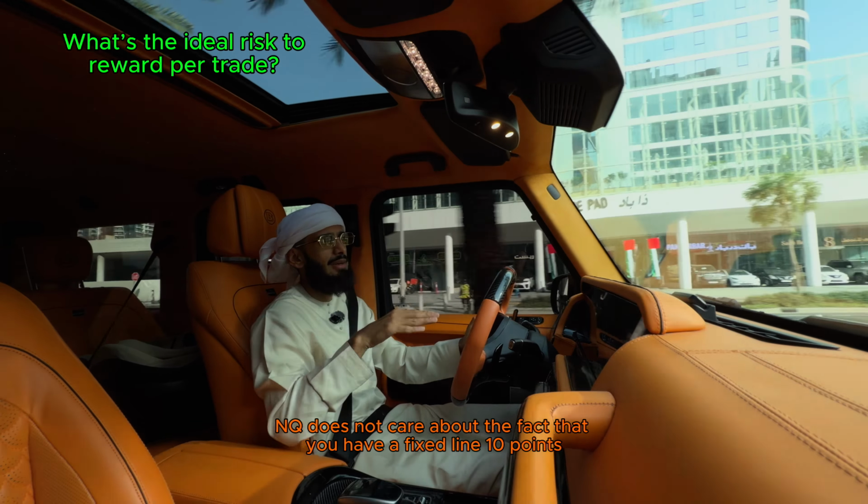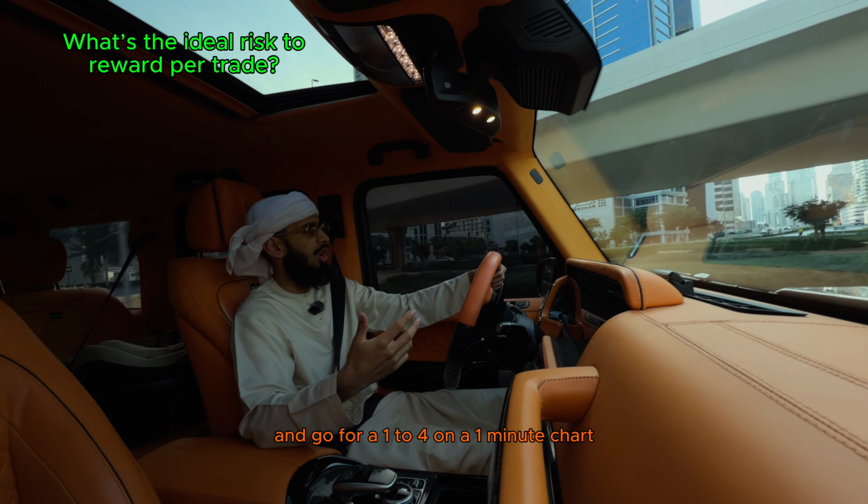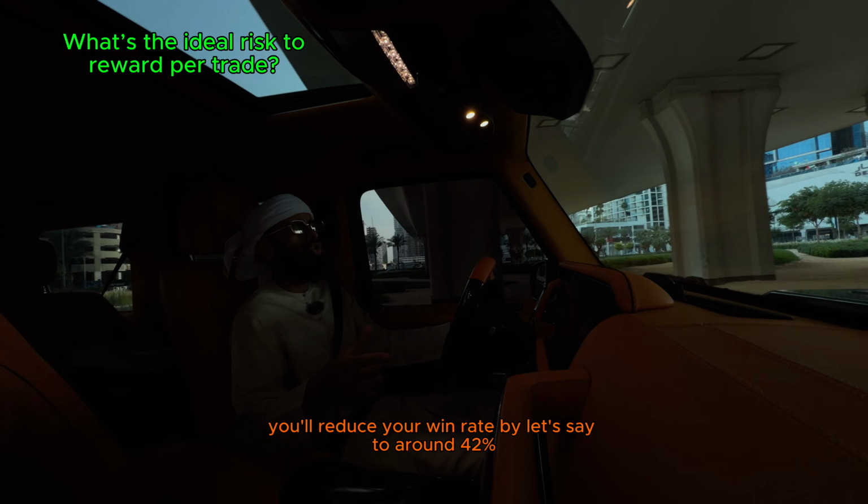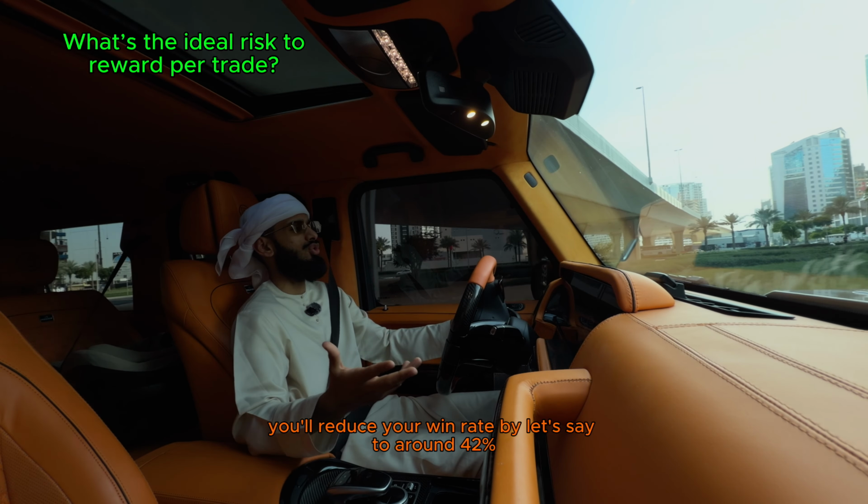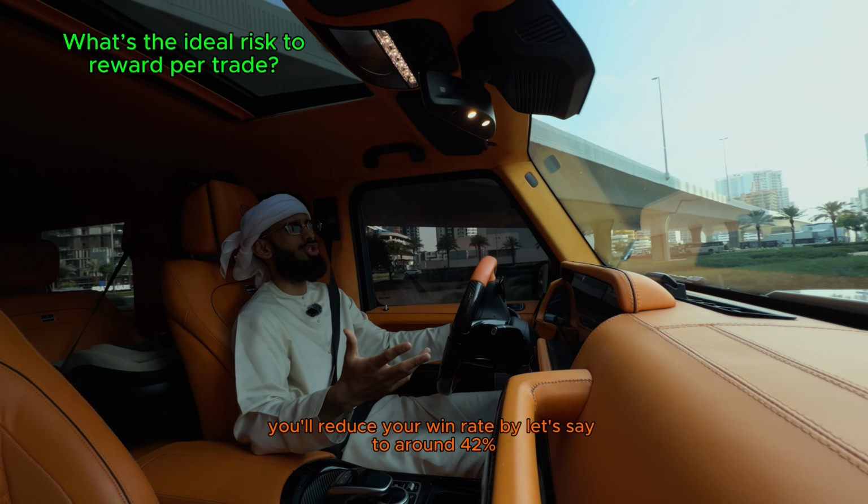Now, if you do want to fix TPSL, then go for a 1 to 4. Place your stop loss at the base of a bullish liquidity edge zone and go for a 1 to 4 on a 1 minute chart. You'll reduce your win rate to, let's say, around 42%, but 42% by a 1 to 4 closes around 82% profit gain, portfolio gain across the month of January, February, and March so far.